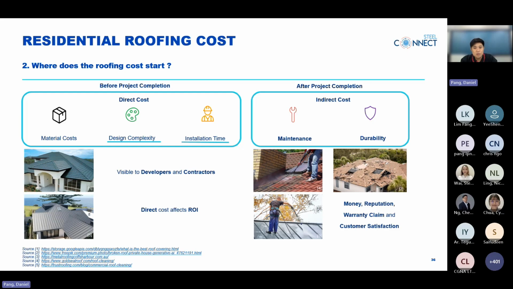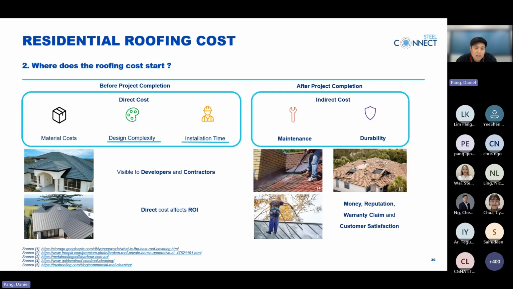Direct costs refer to costs that are incurred before project completion, from the design stage all the way until the roof is installed. These costs are very visible to developers and contractors. It is direct costs that affect the return on investment directly, which are first, material costs, the design complexity, and also the installation time.